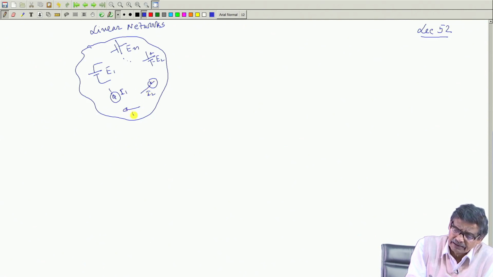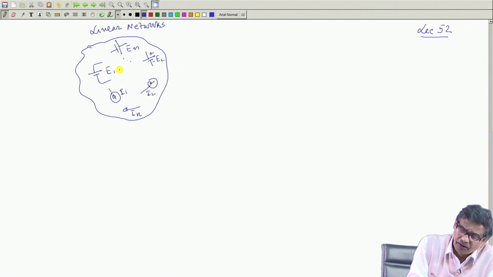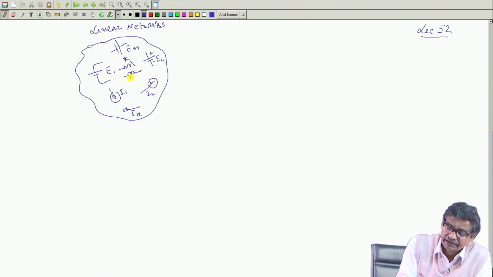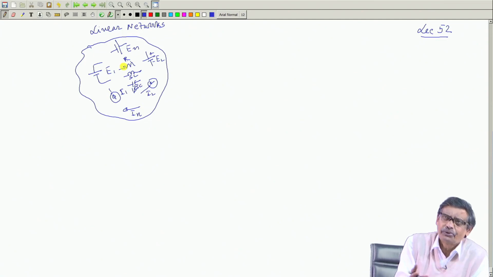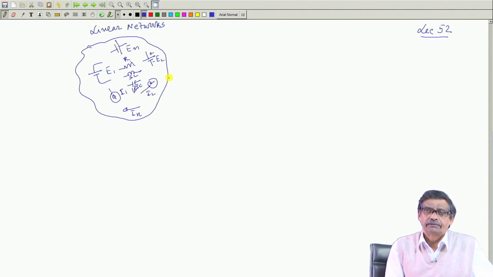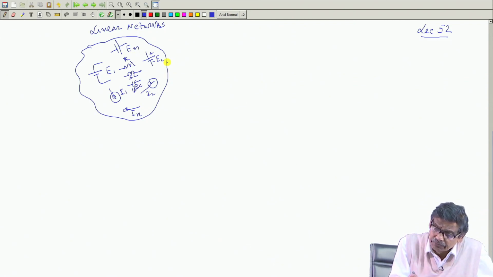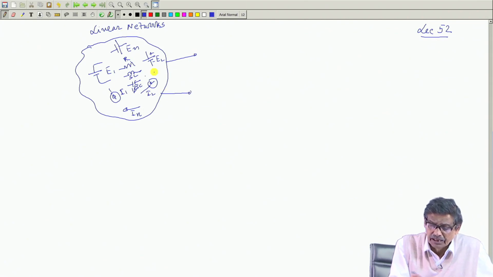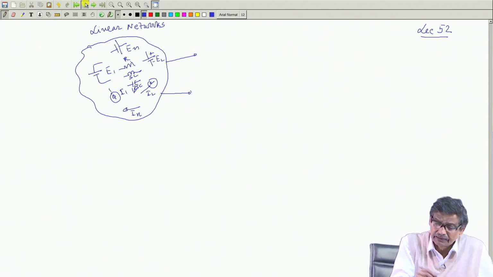Apart from this, there may be impedances, all interconnected, which I am not showing: R, S L, 1 over S C. These are all interconnected in a particular fashion, which I am not showing, and this is the network. And to this network, two terminals you have fixed. You got the idea?